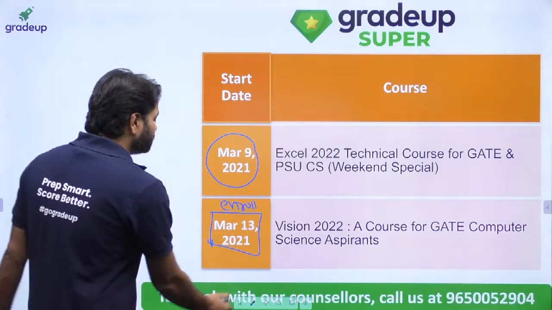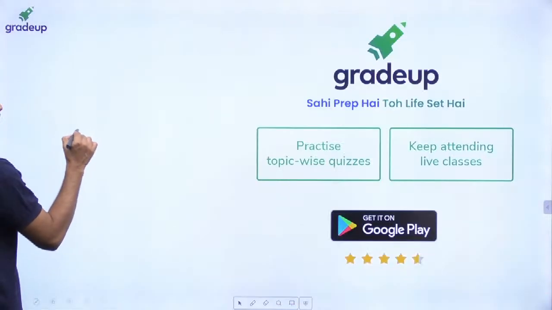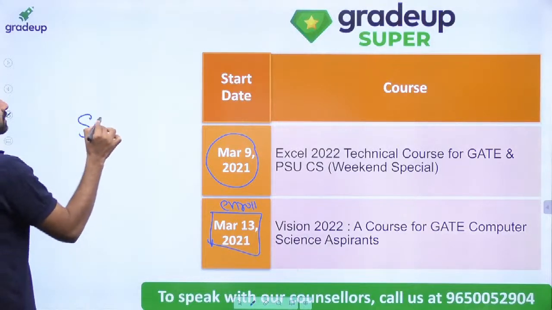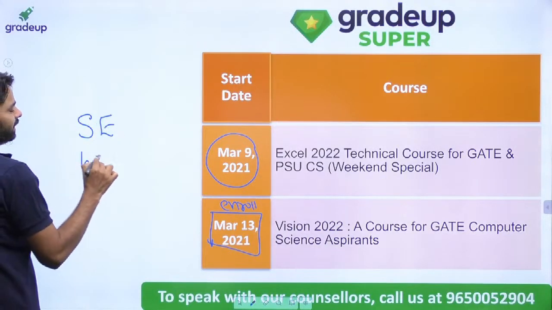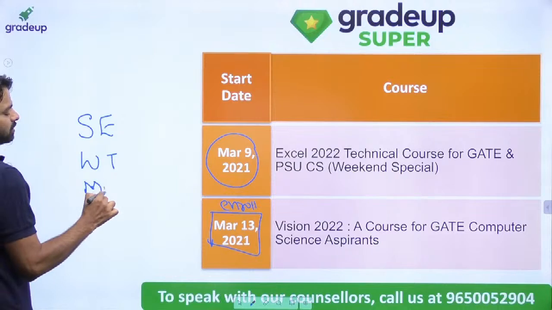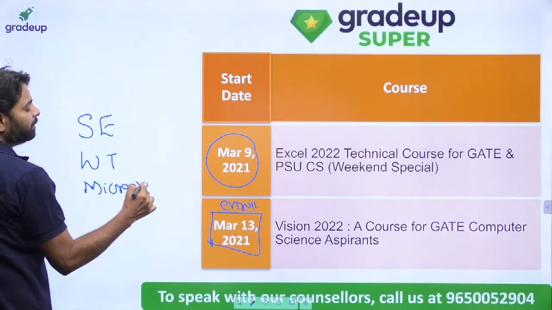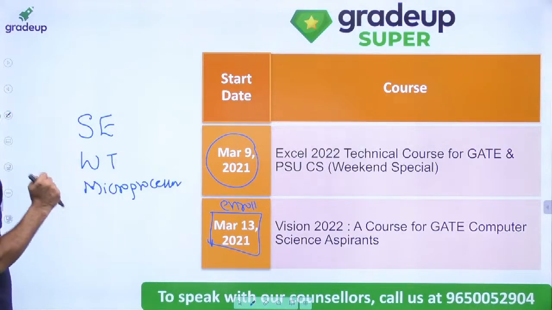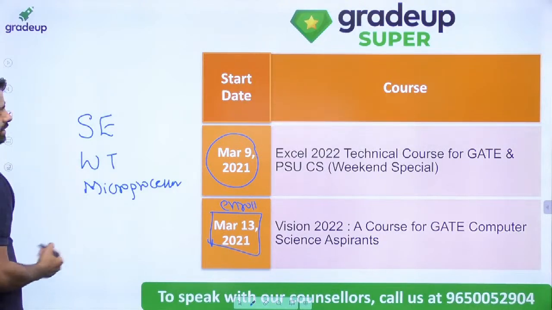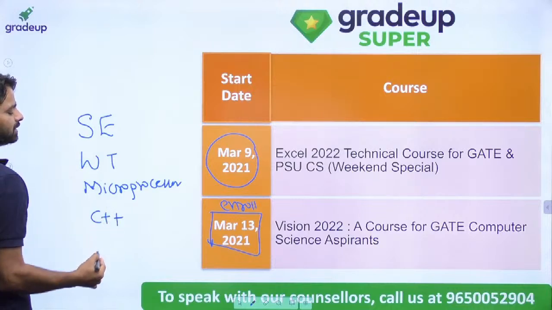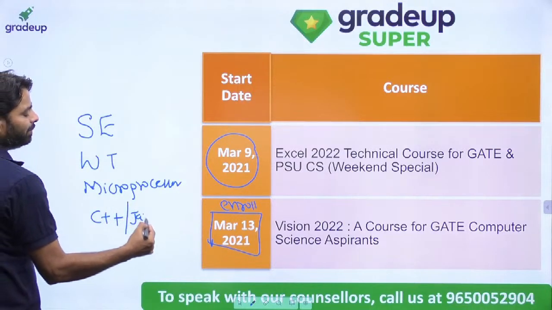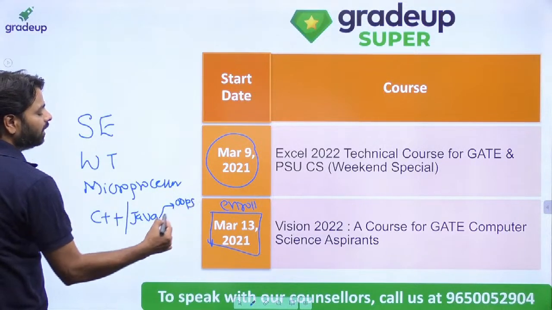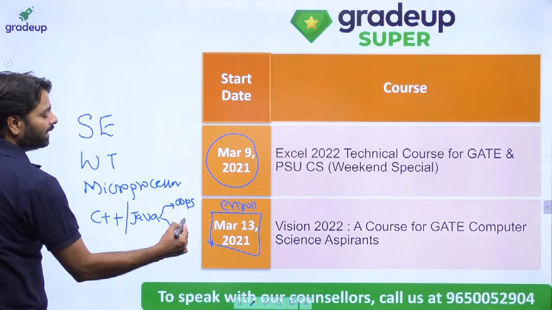What are the subjects which are not covered in GATE? Somebody is asking about software engineering, web technology, and microprocessors. These questions keep on coming in exams like ISRO, BARC. And digital logic, anyhow, we have it. And apart from this, some kinds of questions from C++ or Java, but mainly OOP concepts and output related questions.